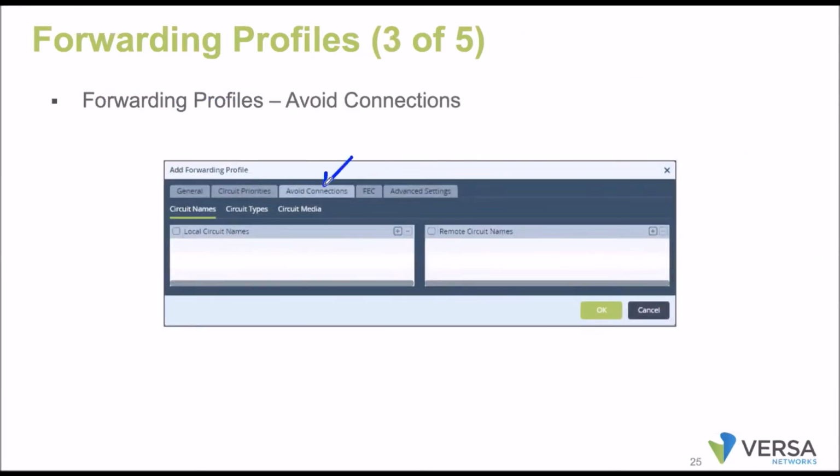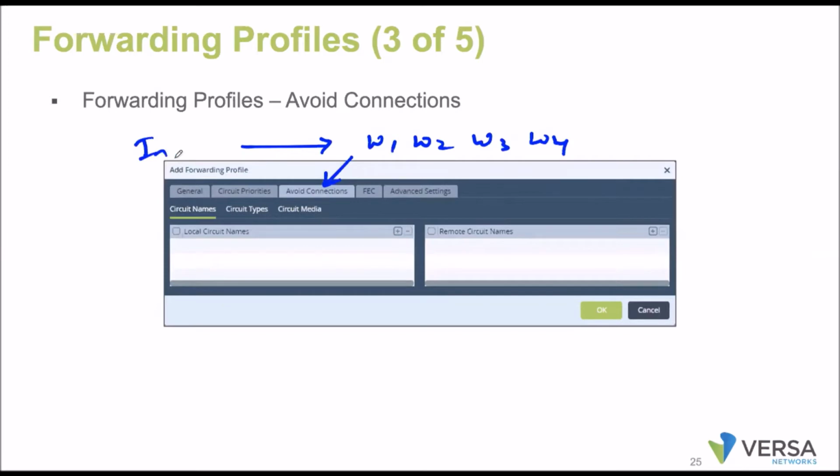So coming to the next option, which is nothing but the avoid connections. You don't want to use a WAN interface at all for this traffic. So for example, there are 4 WAN transports: WAN 1, WAN 2, WAN 3, WAN 4. There are 4 WAN transports.